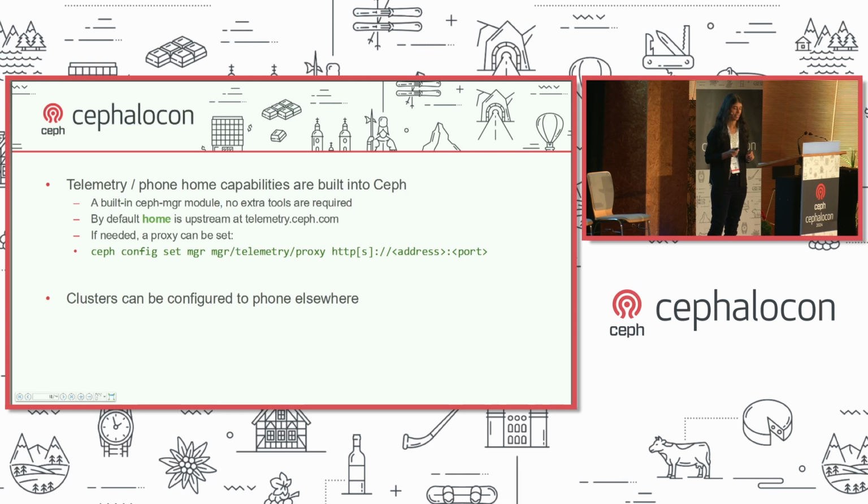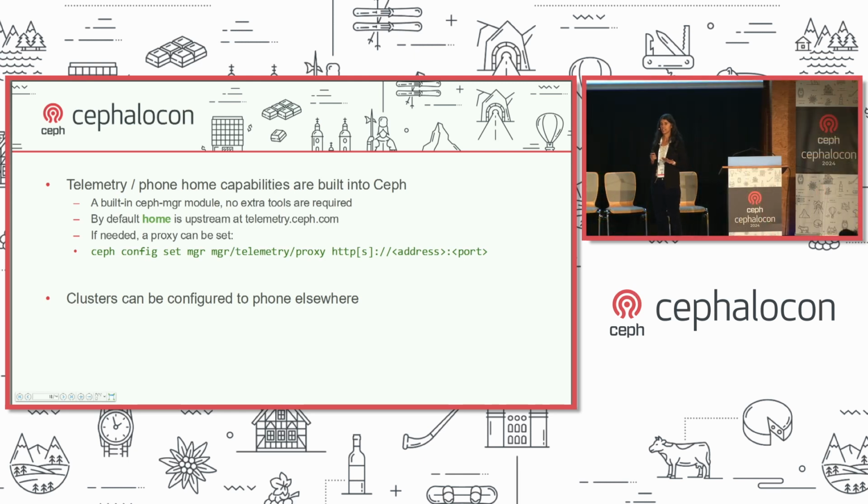So how do we do that? Everything is built into Ceph, so you don't need to install any extra tools in order to report telemetry. It is a built-in Ceph Manager module. And by default, when you phone home, it's to our telemetry endpoint. If needed, you can also set up a proxy. Sometimes you need it if you have all sorts of firewalls. But you can also configure telemetry to report somewhere else, in case you want it to go to your organization.